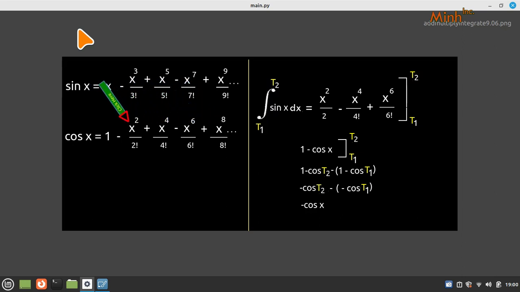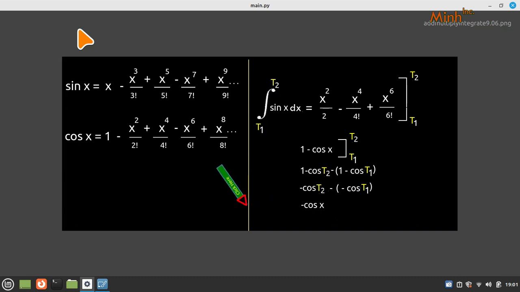So if I take the cos x on the left side of the equal sign and bring it to the right side, then it becomes 1 minus cos x. So integration of sin x dx is 1 minus cos x. Now t1 to t2 leads to 1 minus cos t2 minus 1 plus cos t1. So minus 1 and plus 1 becomes 0, and this is minus cos t2 minus cos t1. This leads to minus cos x. If it is minus cos x, then from t1 to t2 it would be minus cos t2 minus cos t1. So finally, the integration of sin x is minus cos x.